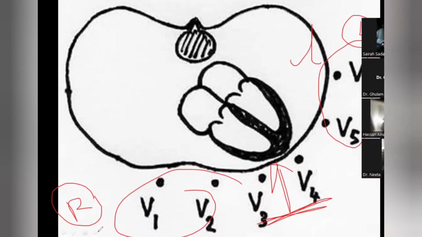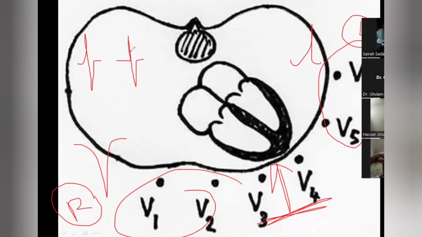Now coming to this, because leads V1 and V2 are on the right side of the heart, in these two leads there will be a negative deflection. Negative deflection means the S wave will be deep and the R wave will be small. Now, what happens to V3, V4? Because they're in the center, both deflections will be of equal size. In V3 and V4, R wave and S wave will be equal. Does this make any sense to you?